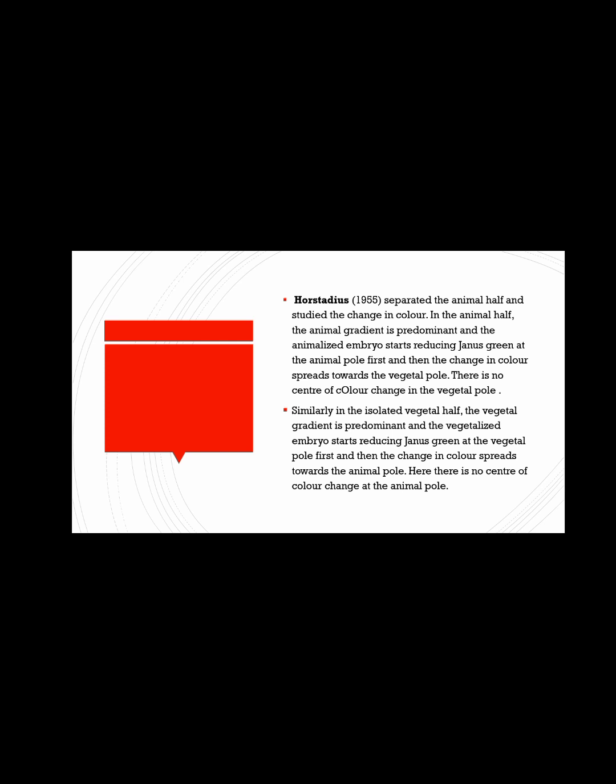Then Hörstadius, 1955, separated the animal half and studied the changes in colors. In the animal half, the animal gradient is predominant and the animalized embryo starts reducing Janus green at the animal pole first, and then the color change spreads towards the vegetal pole. So there is no center of color change at the vegetal pole. Similarly, when the vegetal half is isolated, the vegetal gradient is predominant, and the vegetalized embryo starts reducing Janus green at the vegetal pole first, and then the color change spreads towards the animal pole. Hence, there is no center of color change at the animal pole.